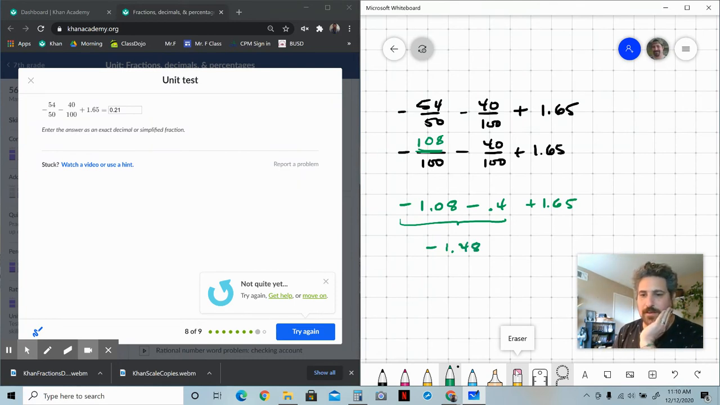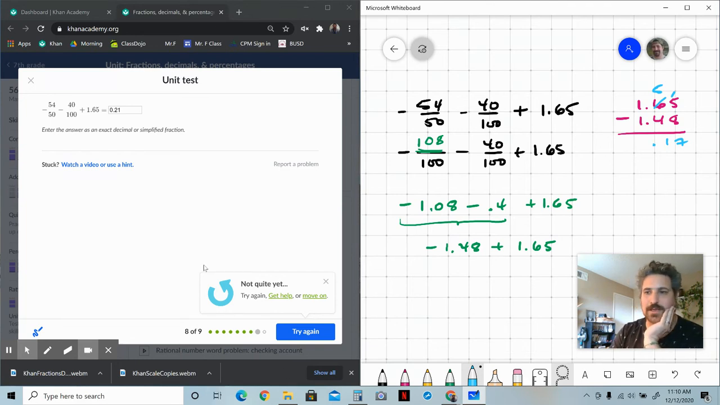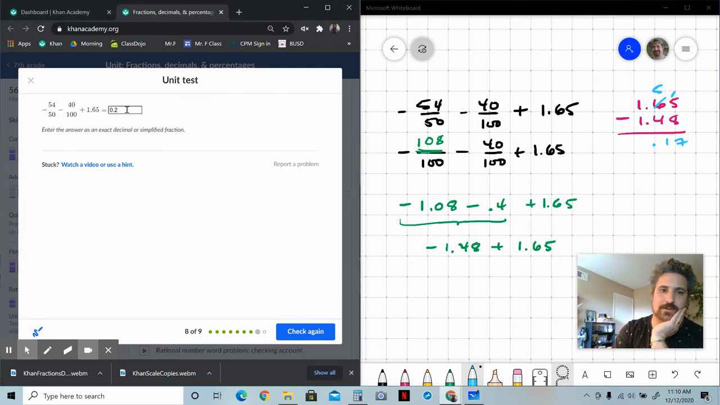And we're going to compare that to positive 1.65. Who's going to win? The positive. By how much? We get 1.65 minus the 1.48, and that's going to be our answer. 5 take away 8 can't do it. Borrow. 15 take away 8 is 7. 5 take away 4 is 1. So you're looking at actually not 0.21, but 0.17. So sorry, everybody, for my silliness. All right, so let's move on.